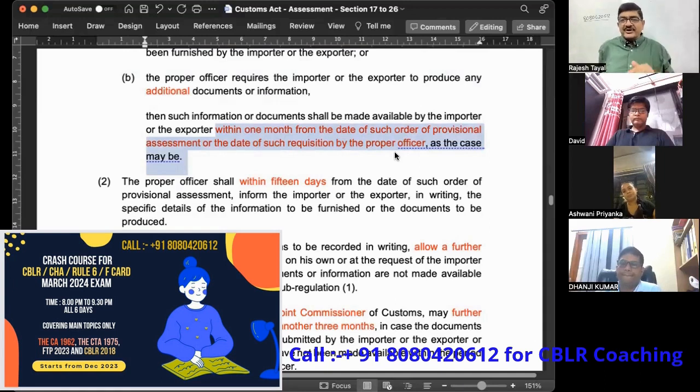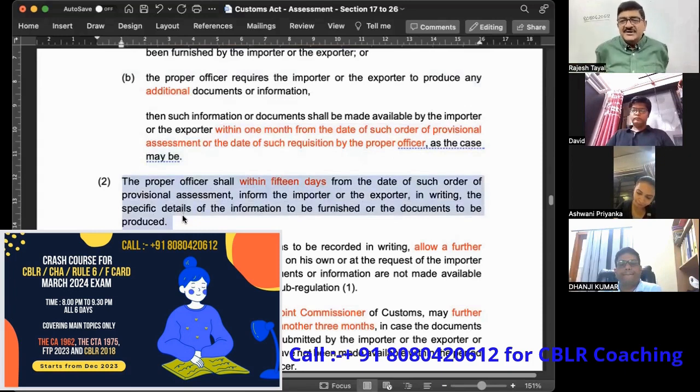So today provisional assessment is ordered, after 5 days, after 7 days, he issues a letter that I require these documents. So that is the requisition made by the officer. And if the requisition is to be done, then this is the provision. Then the proper officer shall within 15 days from the date of the order of the provisional assessment inform the importer exporter in writing the specific detail or information to be furnished or the documents to be produced. कौन से documents उसे चाहिए, information चाहिए, वो उसको बताना पड़ेगा. Right. अगर उसने नहीं बताया तो जो प्रोविजनल असेसमेंट में मांगा था वो दे दिया जाएगा.